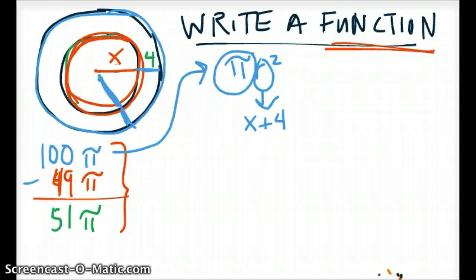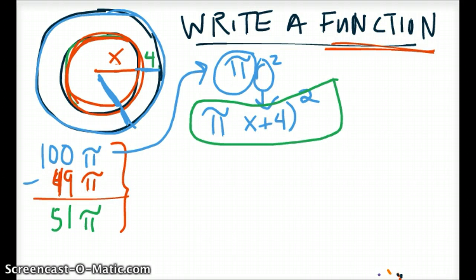So if I want to square that, I have to put it in parentheses because it's one number. We just don't know what the x part is. So I have x plus 4 squared times pi. So that is how I got my 100 pi. Now my 49 pi is the inner circle, and that is also pi r squared.